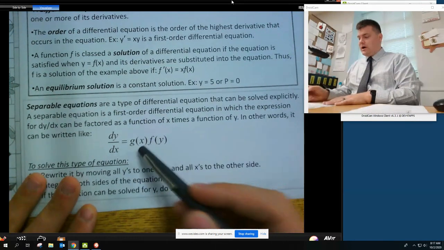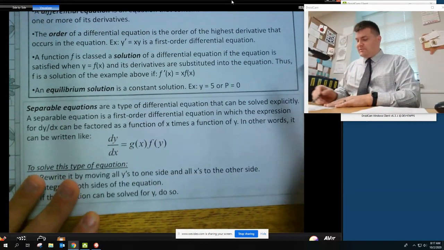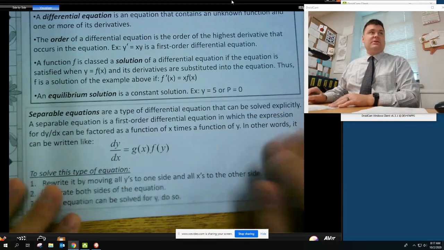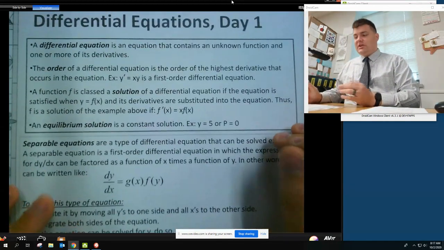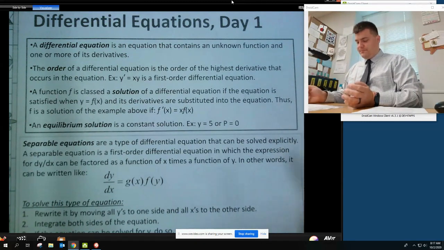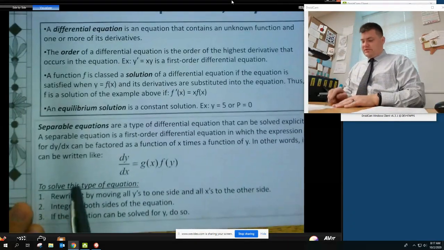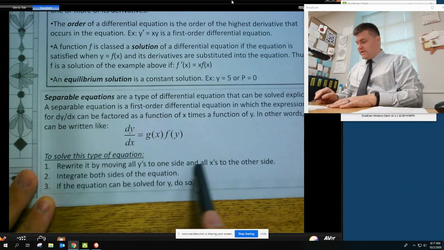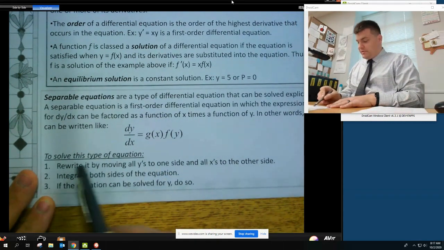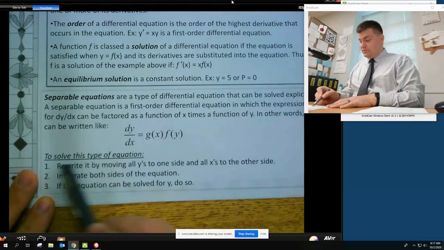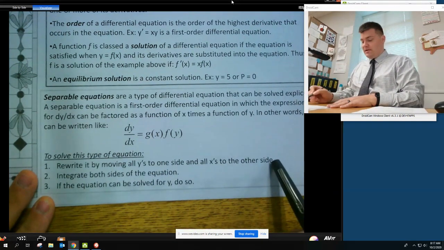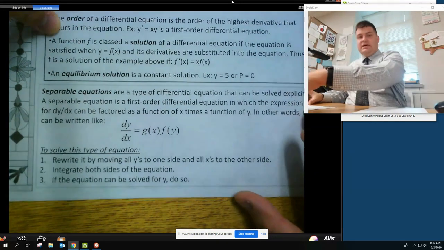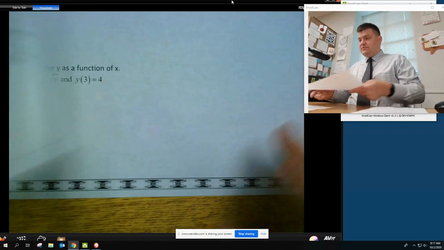Sometimes they'll give you initial conditions so you can actually find everything out. So here are the steps to do it. Rewrite by moving all the y's to one side and x's to the other. So this says pretty much separate your variables, and that's going to usually be a point on AP. And then you just integrate both sides and then solve for y and plug in a c value if you can. And that's really all the steps.